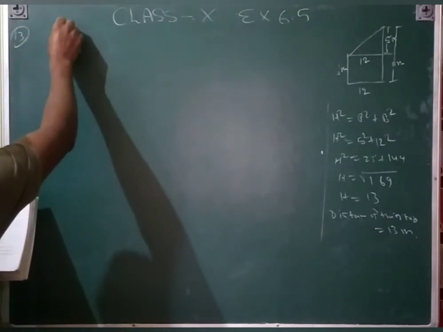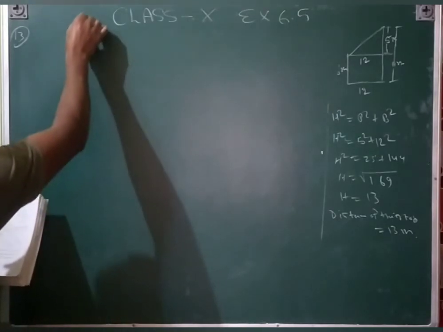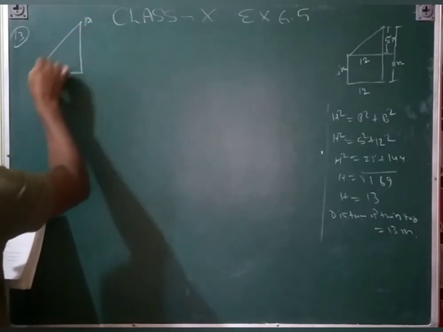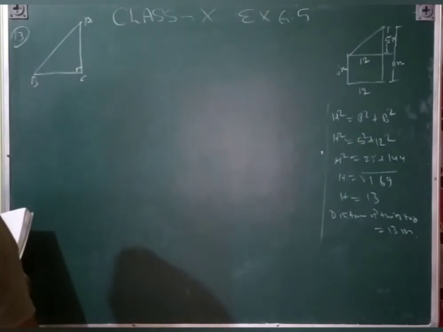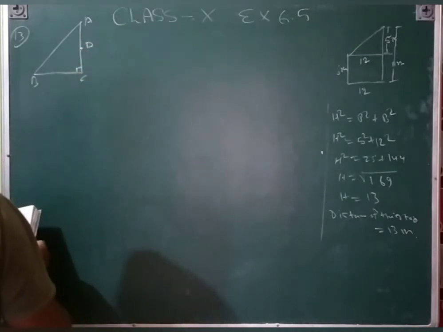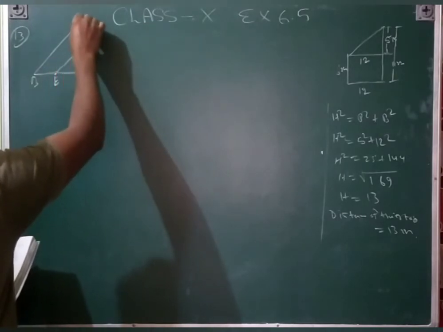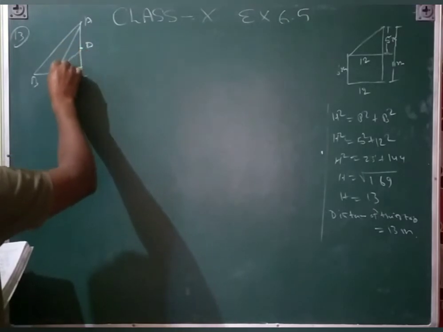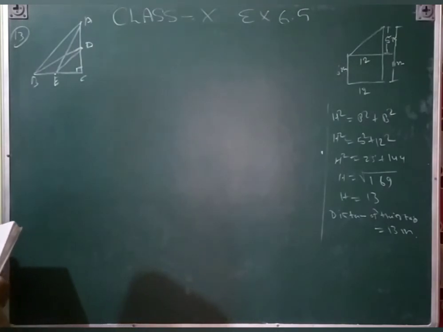So for the diagram, first of all we will draw the triangle ABC with a right angle at C, this is the 90 degree. Then D is a point on AC, and E is a point on BC. We will join those points. So we need to prove that AE square plus BD square is equal to AB square plus DE square.